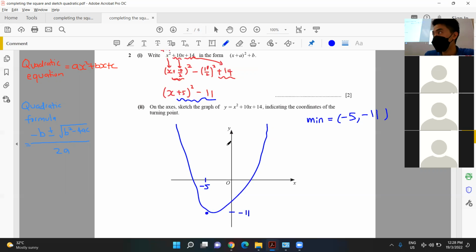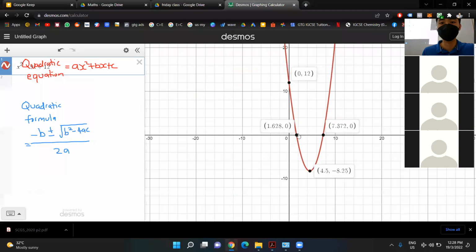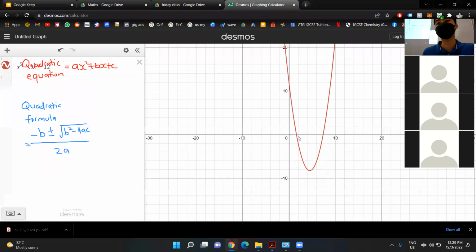Okay. How do we know which one is which? Next thing we need to know is the x-intercepts, the 2 points where they intercept the graph, like here and here. Okay. How do we do that? Anyone still remember?